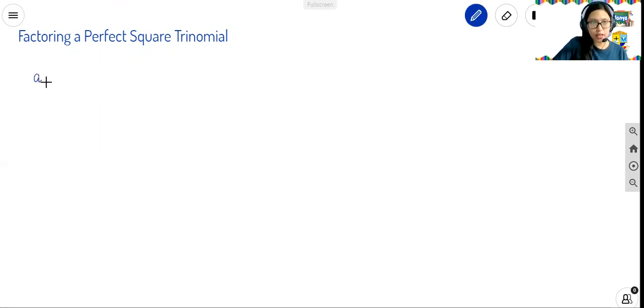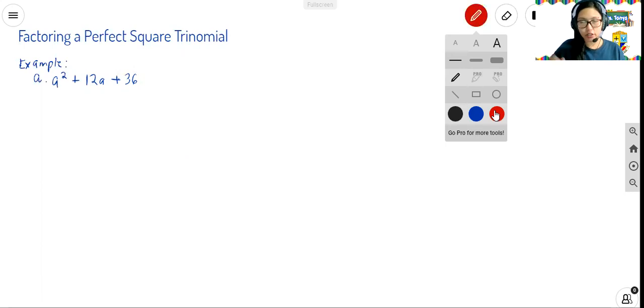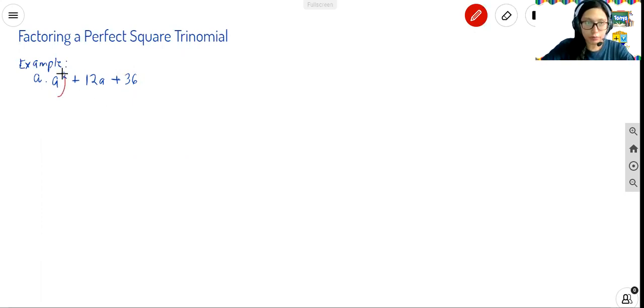Supposing we have the expression a squared plus 12a plus 36. How would I know if this expression is a perfect square trinomial? First, you need to inspect the different terms. I'll use a red pen so that you would know how we will be analyzing the given expression.